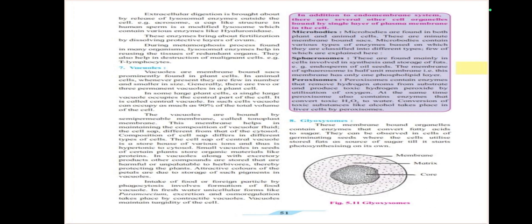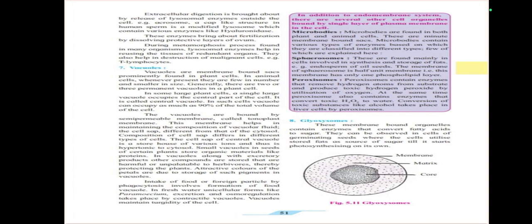Extracellular digestion is brought about by release of lysosomal enzymes outside the cell. Example: the acrosome, a cap-like structure in human sperm, is a modified lysosome which contains various enzymes like hyaluronidase. These enzymes bring about fertilization by dissolving protective layers of the egg. Lysosomal enzymes help in resorbing the tissues of redundant organs during metamorphosis found in many organisms. They also help in destruction of malignant cells. Example: T lymphocytes.